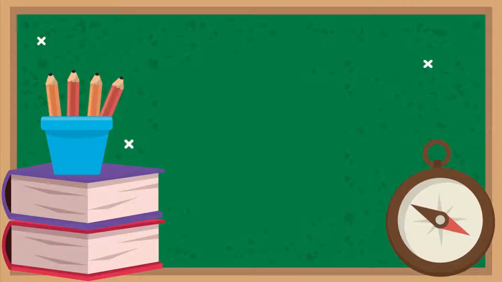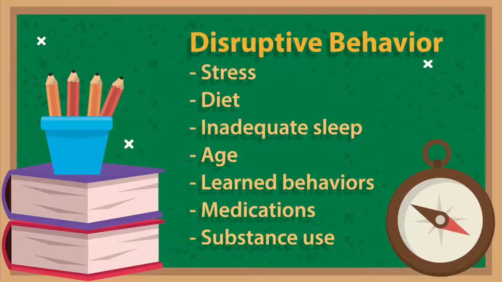I'd like to spend a few moments discussing the impact of proper identification and treatment of disruptive behaviors in children and adolescents. It is important to understand that all behavior is communication. However, not all disruptive behaviors are an indication of a mental health condition. There are a variety of other explanations for disruptive behaviors, including stress, diet, inadequate sleep, age, learned behaviors, medications, substance use, and other medical conditions.